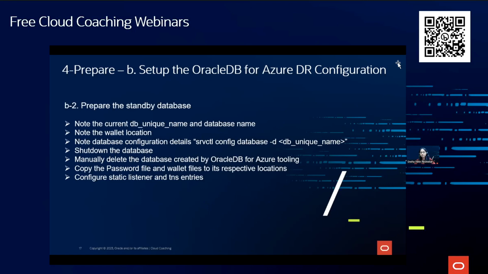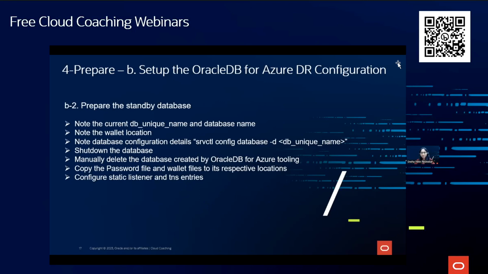Otherwise, your details will not be available and seen from the ODSA environment, though you can see it from the OCI. In this case again, you have to note down your current DB unique name, which you will refer to again and again, and your database name. Note the wallet location, because the files that you're going to copy from your primary, you're going to bring and copy into this particular wallet location in the standby database. Ensure you have all the database configuration details saved.